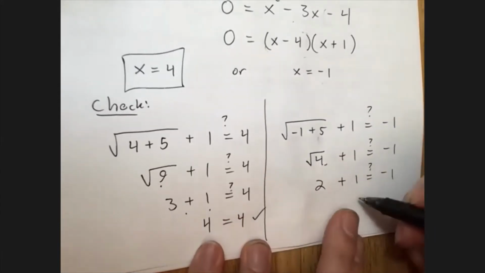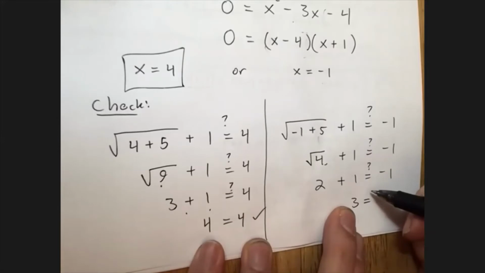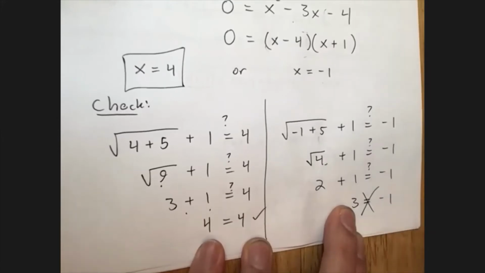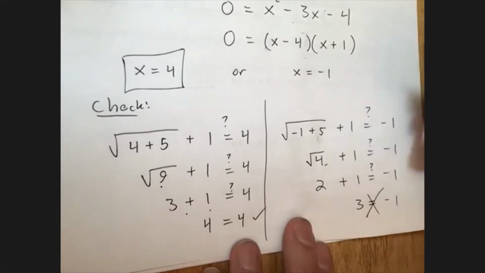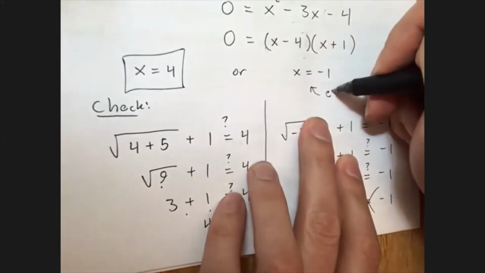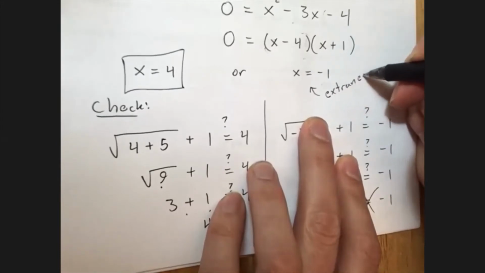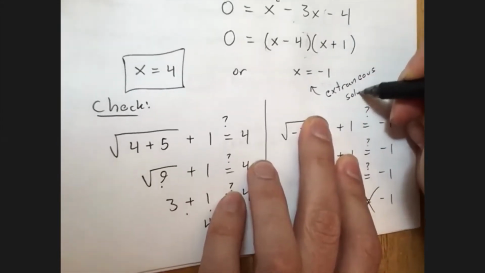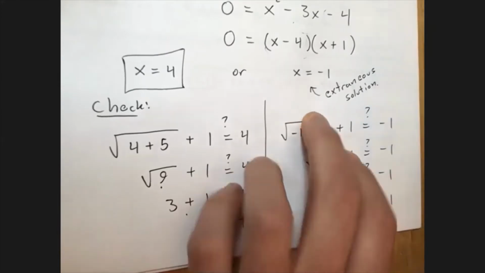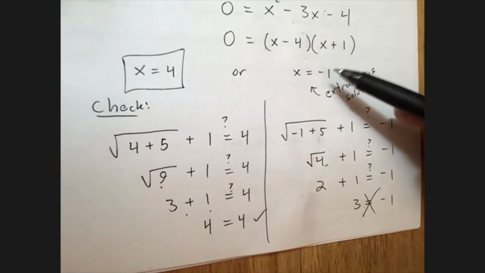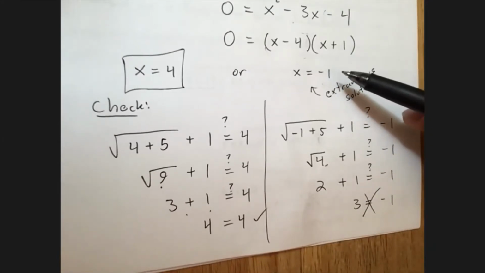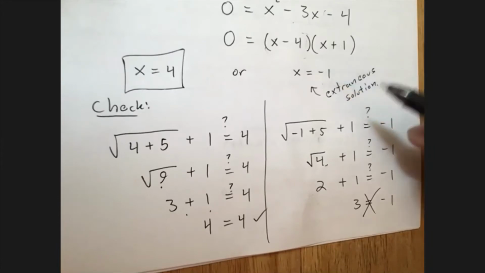Two plus 1 is 3. Well, that one doesn't work. So this is what we call an extraneous solution. An extraneous solution is a solution that arises through the problem-solving process, but that is not actually a solution to the original problem. And so it's not part of the answer.